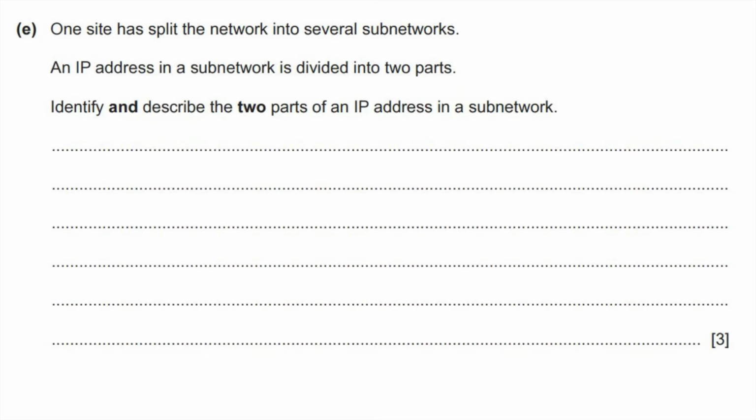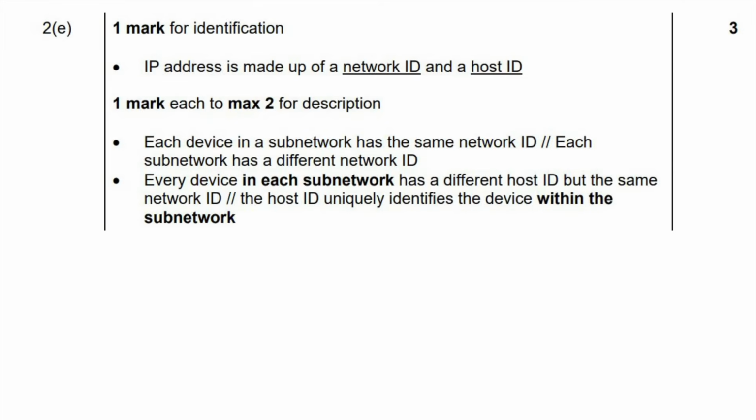And finally, one site has split the network into several subnetworks. An IP address in a subnetwork is divided into 2 parts. Identify and describe the 2 parts of an IP address in a subnetwork. And this is actually interesting. This refers to the network ID and host ID, which we talked about before. So each device in a subnetwork has the same network ID, right? And each subnetwork has a different network ID. Every device in each subnetwork has a different host ID, but the same network ID, and the host ID uniquely identifies the device within the subnetwork.